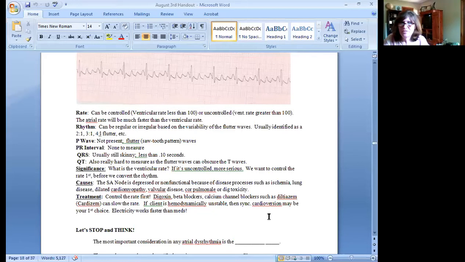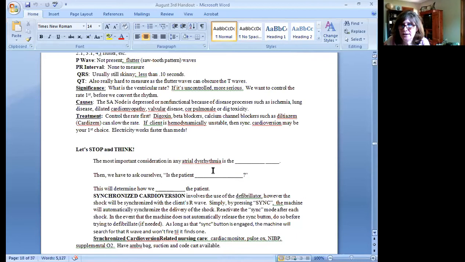So let's stop and think. The most important consideration in any atrial dysrhythmia is the ventricular rate. Then we have to ask ourselves a question. Is the patient symptomatic? They'd likely be more symptomatic if the rate was uncontrolled. The faster the rate, the more the symptoms. Honey, I feel a little lightheaded. Oh, I'm cold and clammy. My systolic's a little low. And that's going to determine how we treat the patient.